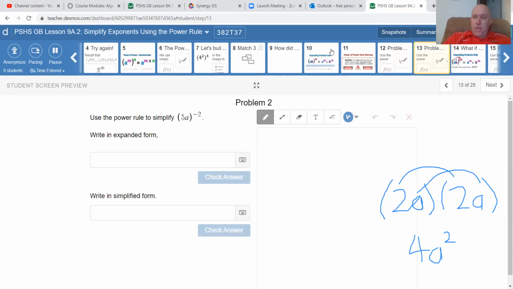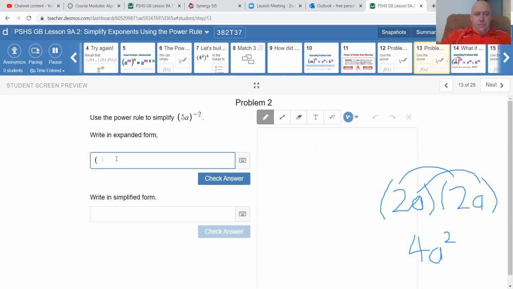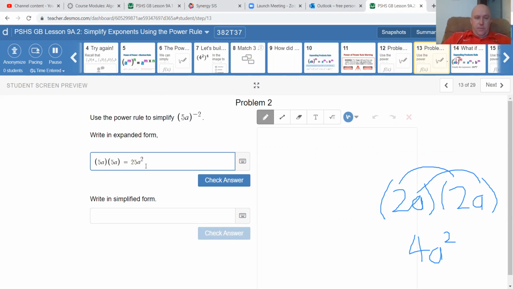So similar idea. Oh, this time though, we got a negative exponent. So you can't really write something out negative 2 times. So I'm going to take the negative off for this question, and I'm okay with that. I'm going to write it out 2 times. So 5a times 5a, which when I work it out gives me 25a squared. 5 times 5, and then a times a.